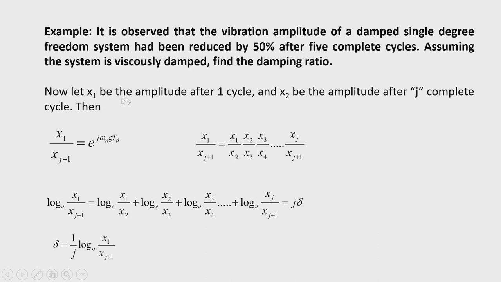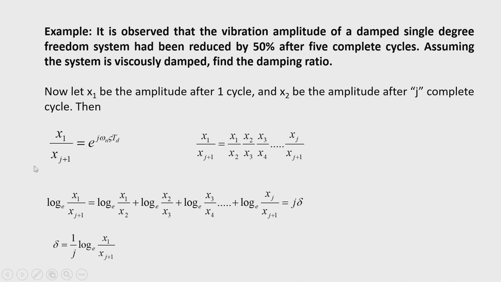So, let x 1 be the amplitude after 1 cycle, and x 2 be the amplitude after j complete cycles. After elapsing the jth cycle, we can now measure the amplitude, since this record is clearly visible. So, the ratio x 1 by x 2, here x 2 will not be there because this will be your amplitude after the jth complete cycle. In the original formula it was a ratio of x 1 by x 2, but here after j complete cycles we are now getting the amplitude.